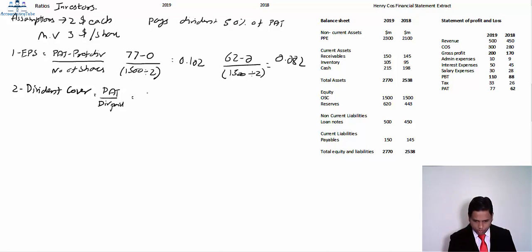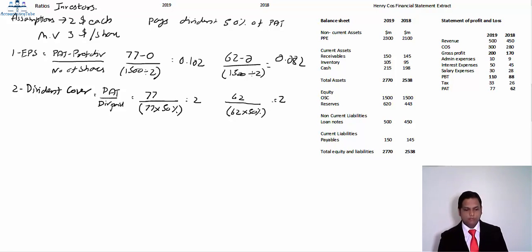paid. Now profit after tax for 2019 was 77, and dividend to be paid, we have just taken assumption that is 50% of PAT. So we are doing a 50% of PAT, that is 77 multiplied by 50%. If you compute all of this, you'll get an answer of 2. And doing the same for 2018, 62 is our profit after tax, and the 62 multiplied by 50% is giving us again 2. It's a tie, which means that the dividend cover from last year to the current year is same. The company has maintained the same dividend cover across the years.